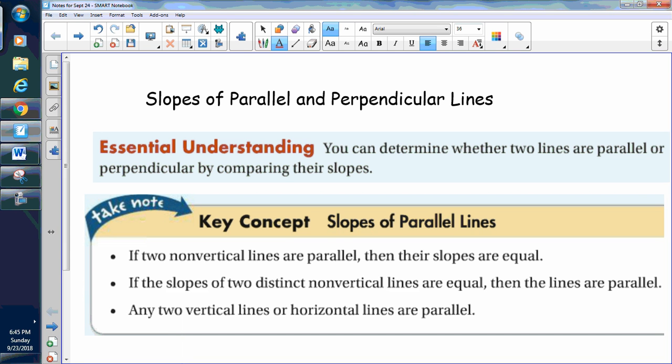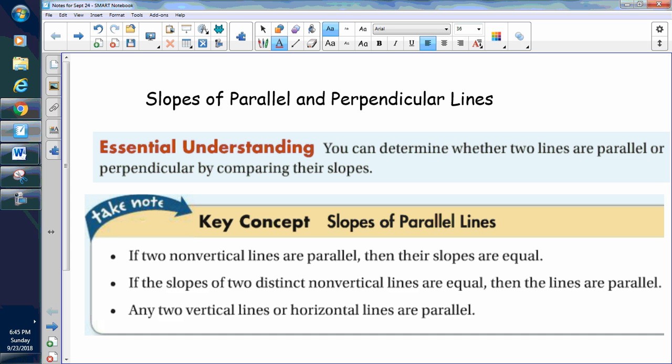Okay, welcome to the notes for September 24th in geometry. Today we're going to finish off the last lesson in the unit. Remember, on Wednesday we have our test over this unit, and on Thursday we have the retest for some of you on Unit 1. Today's topic is slope of parallel and perpendicular lines.